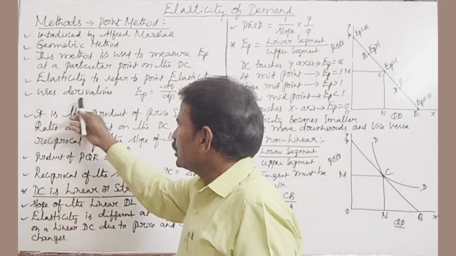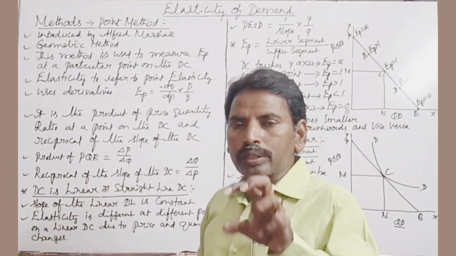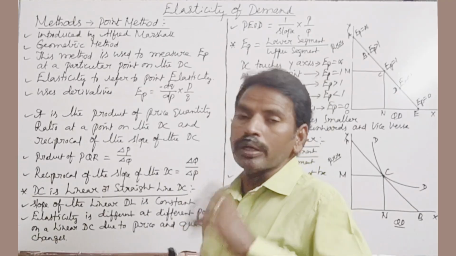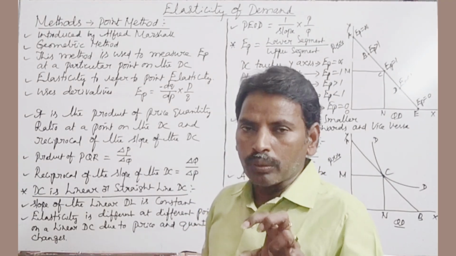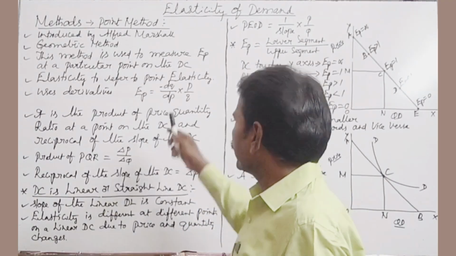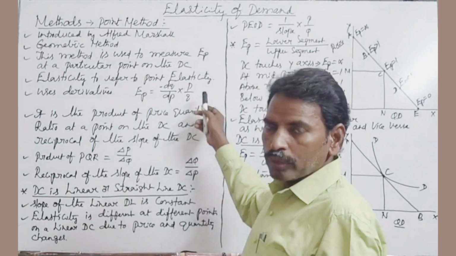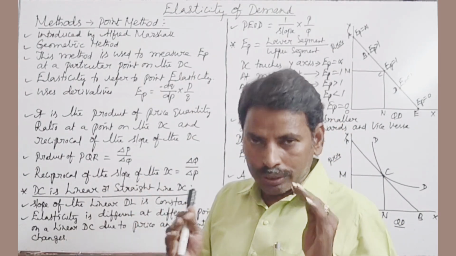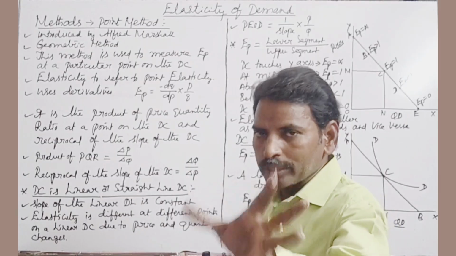So it uses derivatives: EP is equal to minus dq by dp into p by q. When derivatives are given to measure price elasticity of demand, the point method is applied.